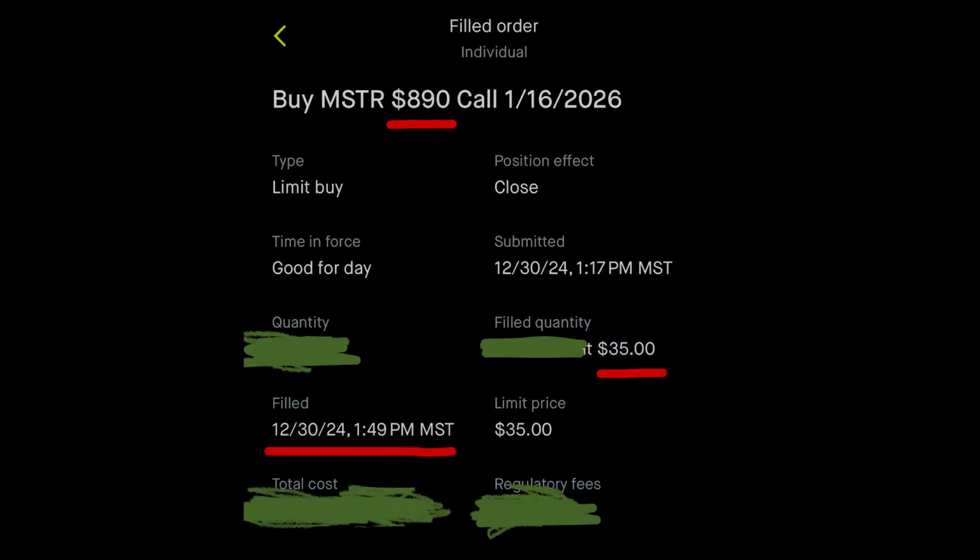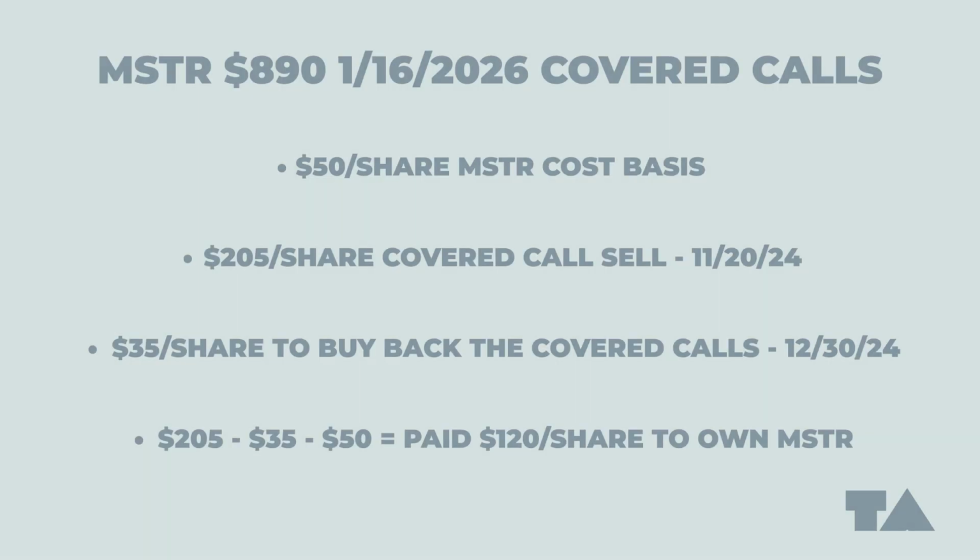So I would have been happy to part with those shares at an $890 strike price plus the $205 premium per share. Now, I was able to buy those back at the end of December for $35 a contract. Remember, I earned $210 per contract in November. And then just a month later, I was able to buy them back for $35 a contract.